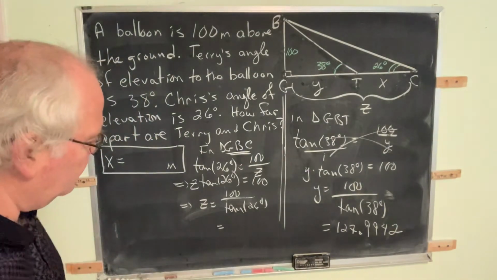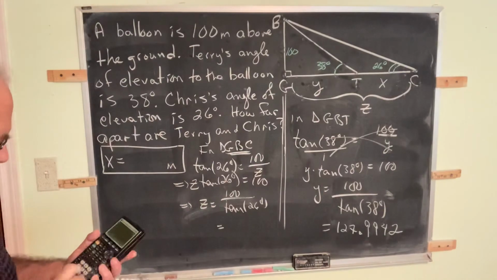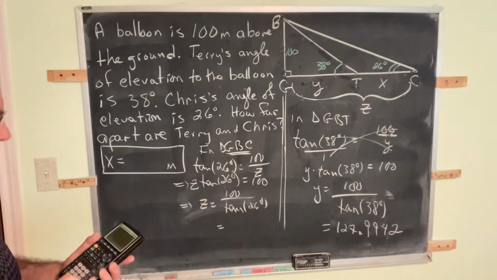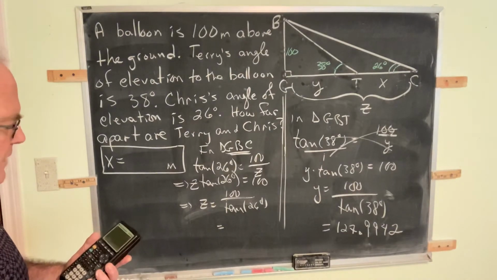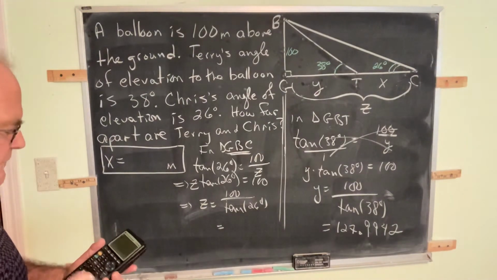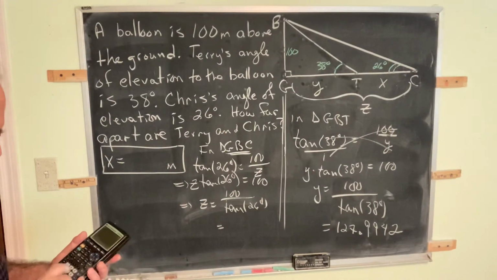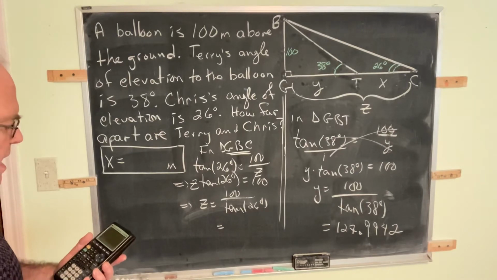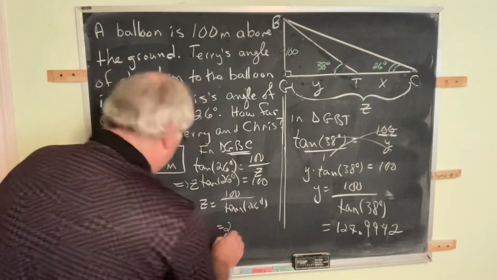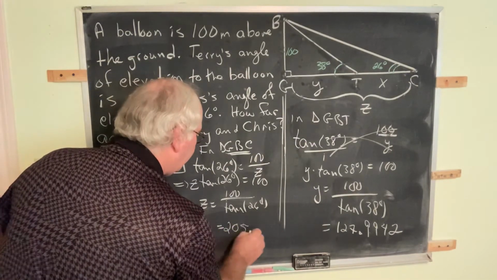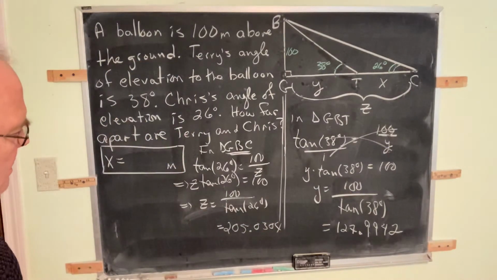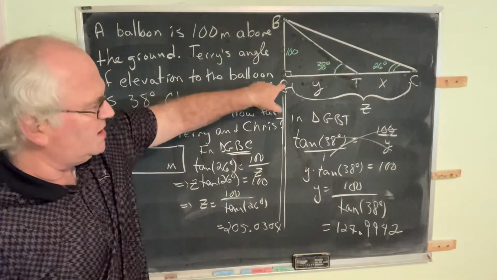And let's go to the calculator. So what do we have here? This is 100 divided by the tangent of 26 degrees. We have 100 divided by the tangent of 26 degrees. I have 205.0304. I will round that. And so that is the grand total distance from G to C.